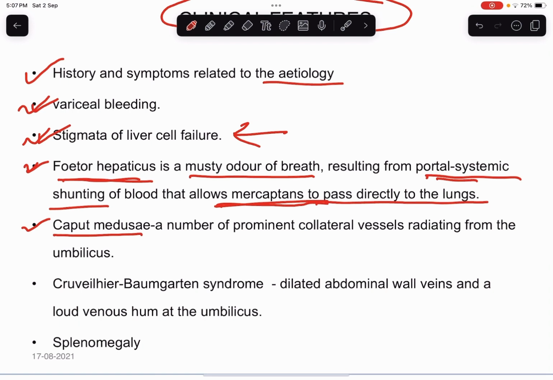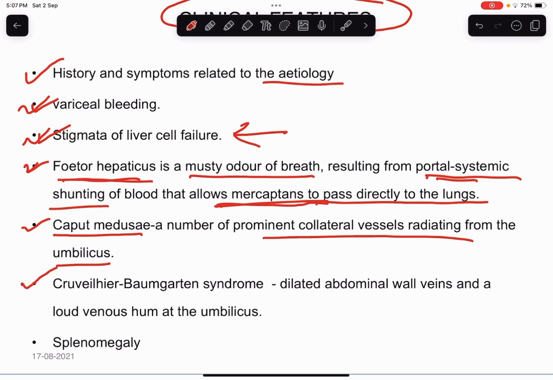Caput medusa. What is caput medusa? It's a number of prominent collateral vessels radiating from the umbilicus. As we know, umbilicus is one of the sites of portosystemic anastomosis. So dilatation of these collaterals will result in caput medusa.